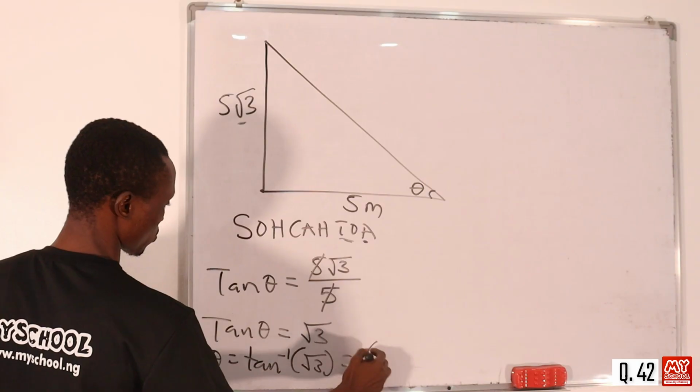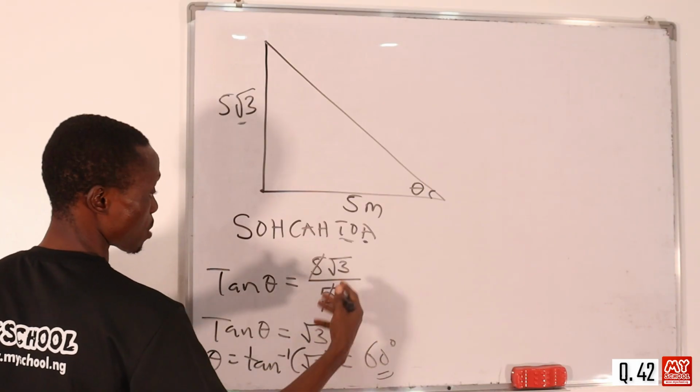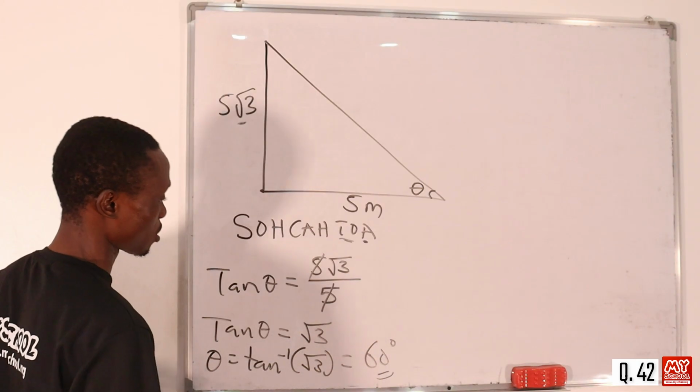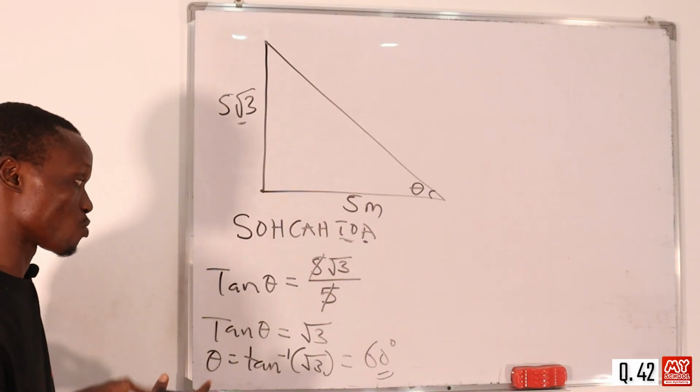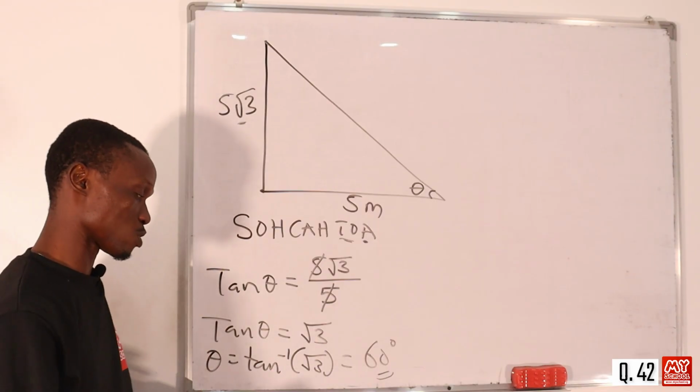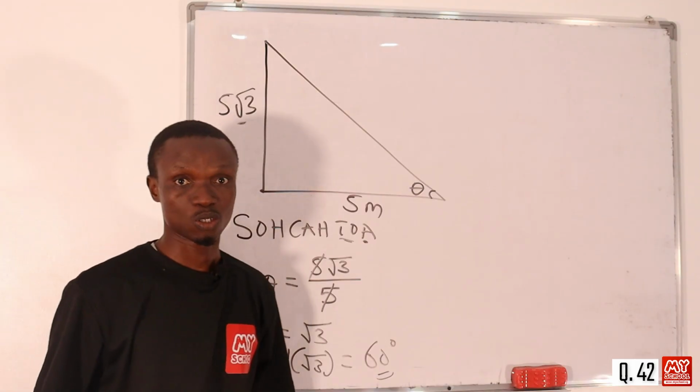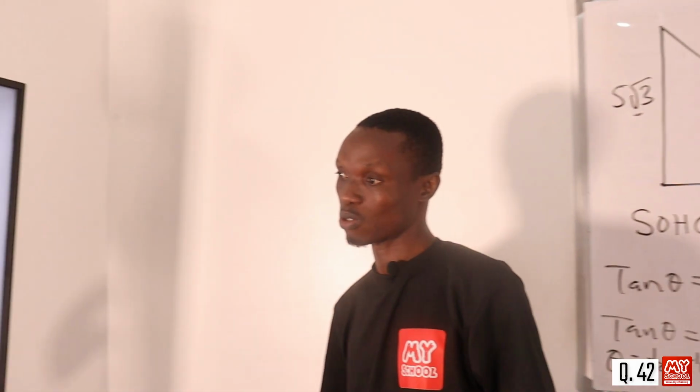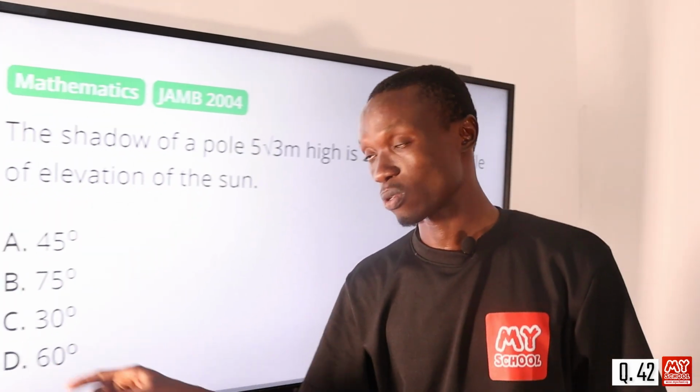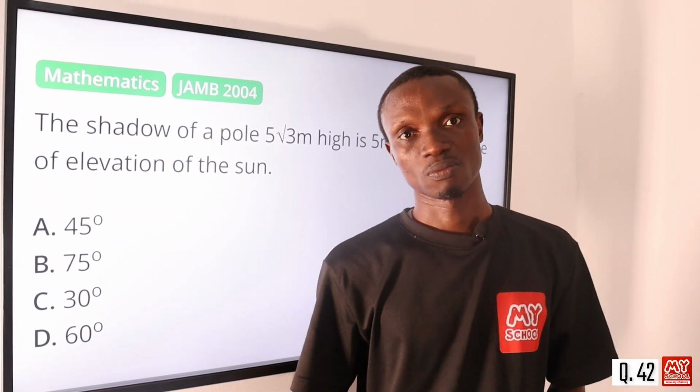Okay, and this will be equal to 60 degrees. So remember, these are from those special angles. So I don't think it's a problem if you had watched the previous video before this one. Okay, so let's return back to the board to choose the correct answer, which is option D, 60 degrees.